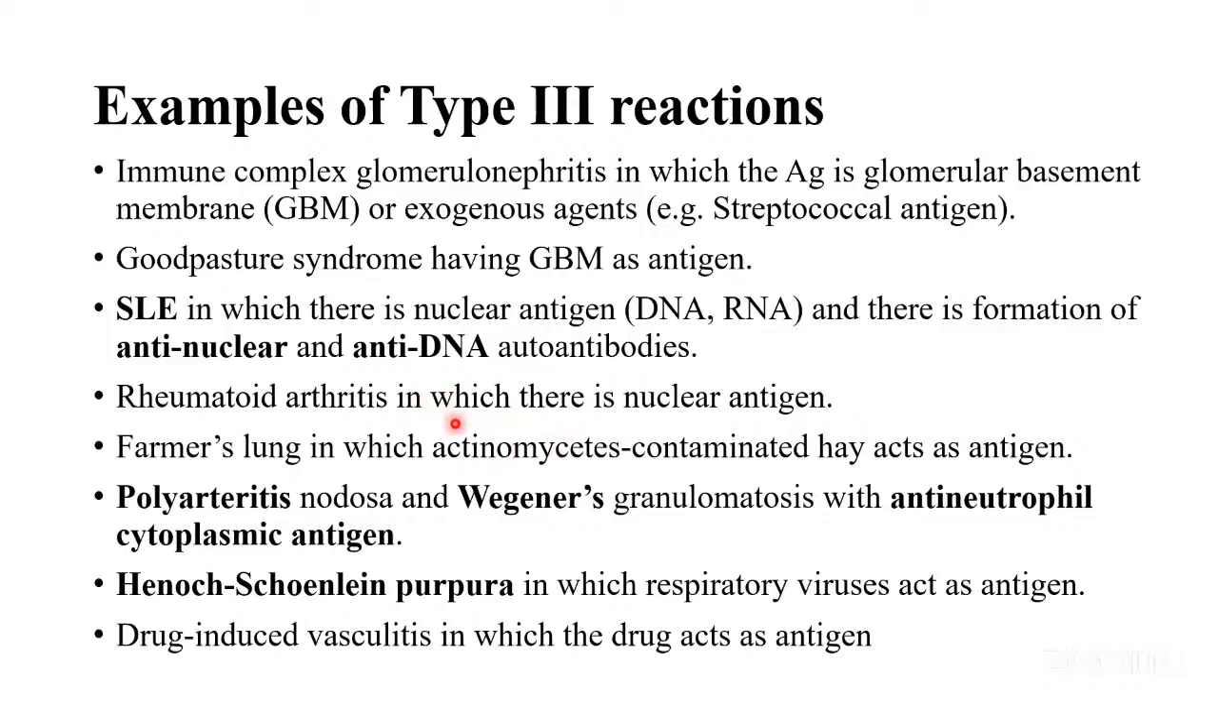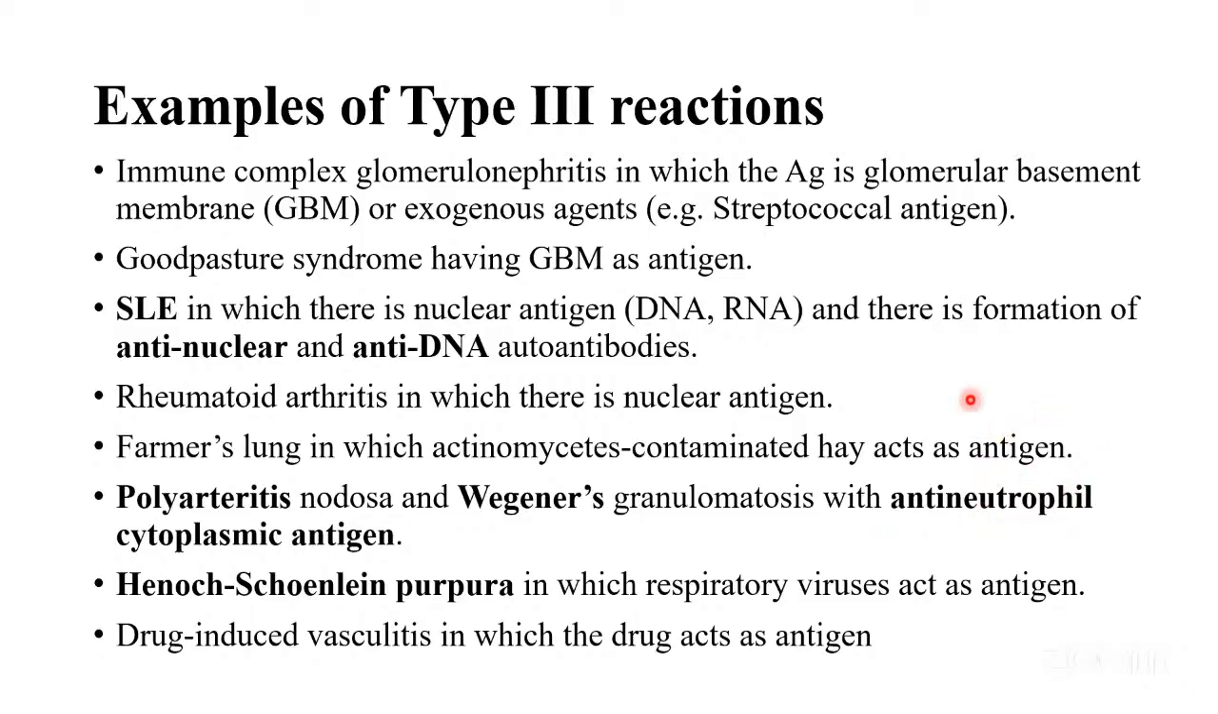So anti-double-stranded DNA antibodies are there in systemic lupus erythematosus, because this one affects the nucleus. You can see the anti-nuclear antibodies are going to be positive, especially with the homogeneous pattern. Rheumatoid arthritis can also be there, where there is the nuclear antigen. Then there is farmer's lung, with the actinomyces, contaminated hay that acts as an antigen.